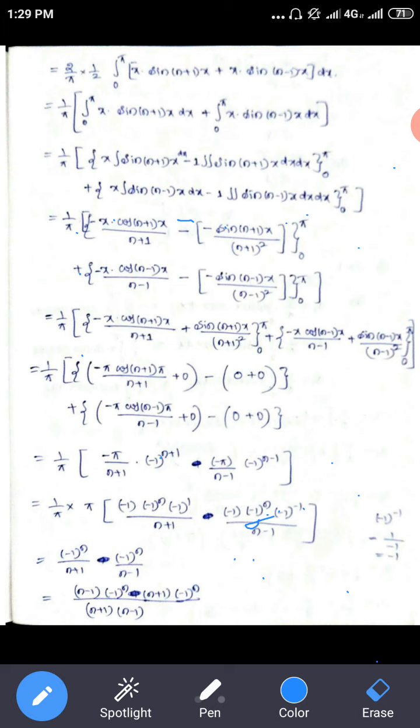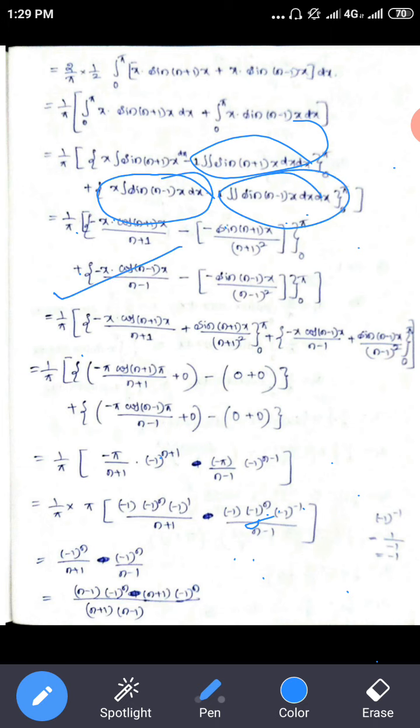So this is minus, sine differentiation is minus cos. So minus x into cos((n+1)x) divided by (n+1) minus, so double integration of this sine is minus sin((n+1)x) divided by (n+1) the square. Similarly, this integration and this integration will be these two. So next, I'll take it in one bracket only.